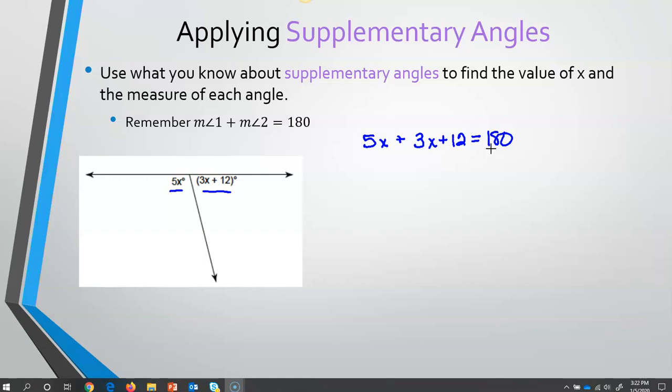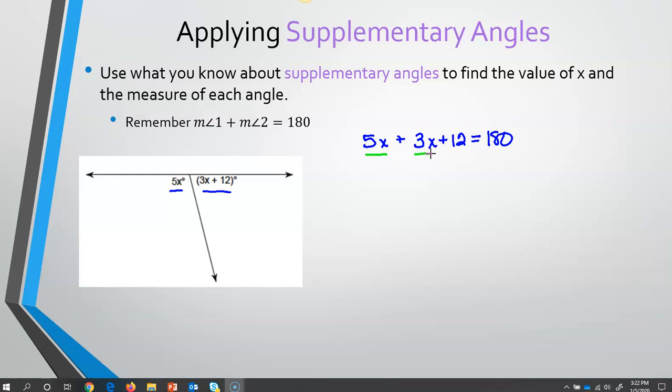Step number 1, do I have fractions or decimals to get rid of? No, no fractions, no decimals. Step number 2, do I have distributive property to apply? No parentheses, no distributive property. Step 3, do I have like terms on the same side of the equal sign? Well, yes, I do, because right here I have 5x and I have 3x. They're both on that same side.